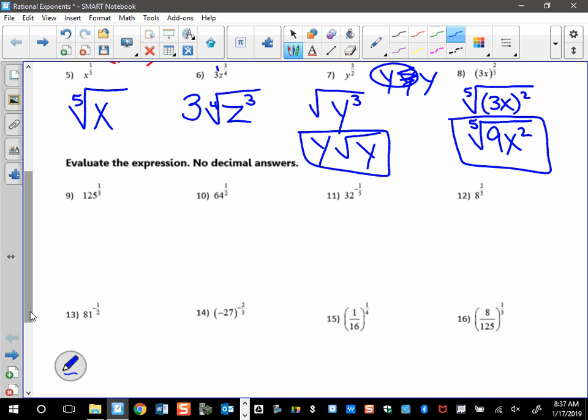Now, these next ones, technically, what could you do for every single one of these? Type it in. How come you could type every single one of these in? There are numbers. I keep trying to drill in your head: if it's a number, type it in. Okay. Even 15 and 16, because you could type in 1/16 in parentheses to the 1/4 power.